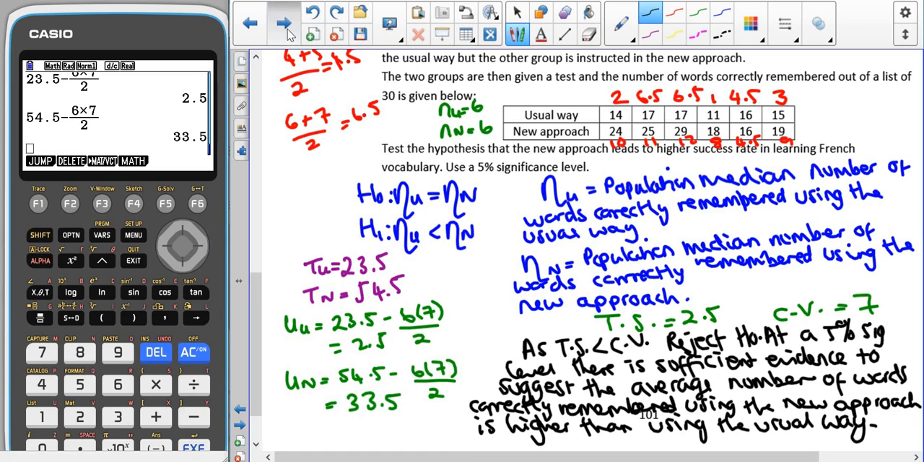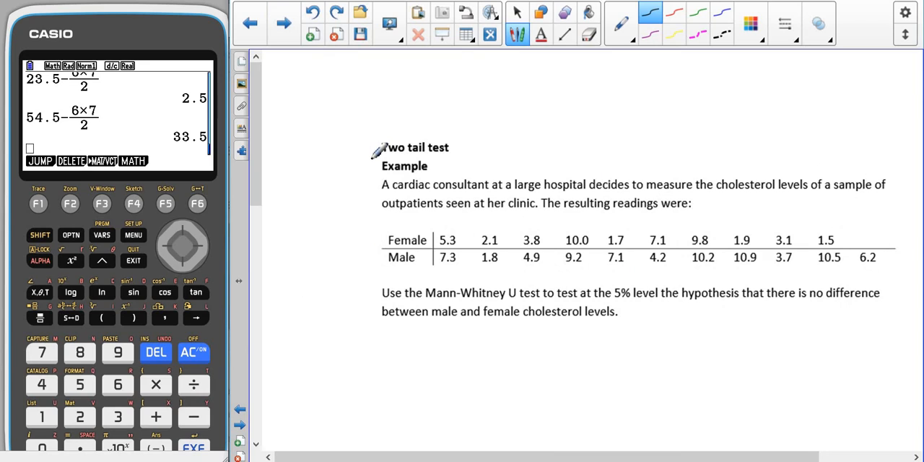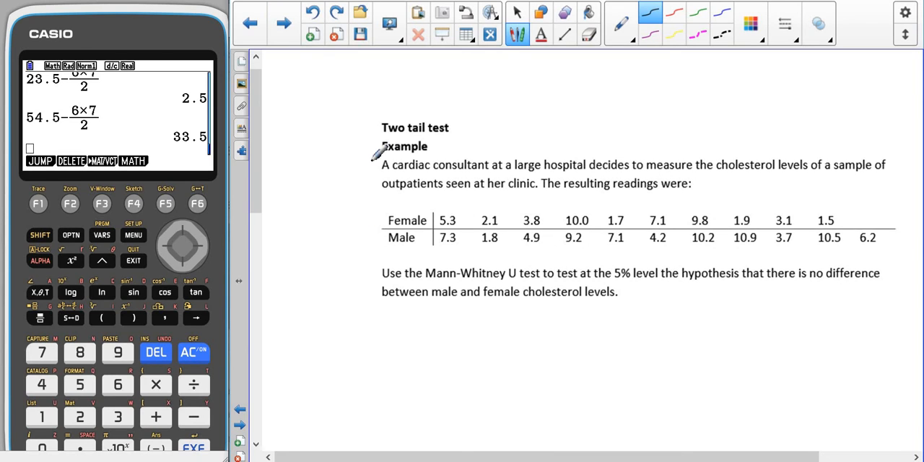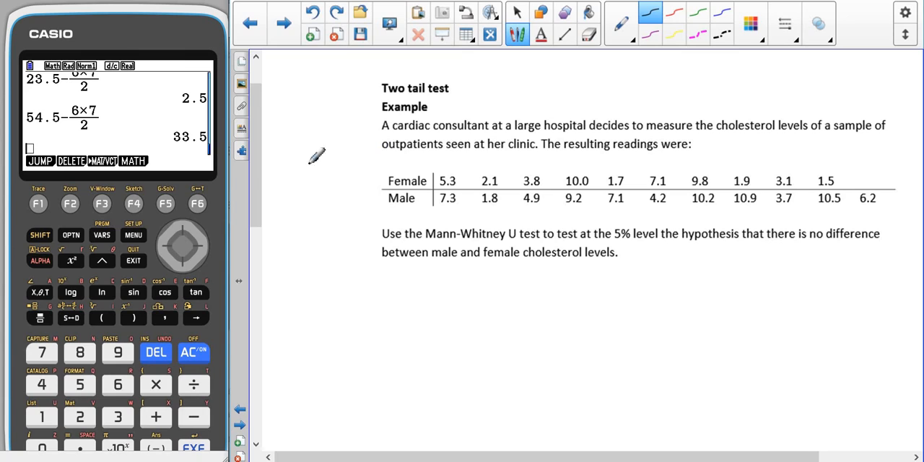So now we're going to have a look at how to perform a two-tail test using this. Again, it just depends on which table we end up having to look our critical value up and our hypothesis that changes. So here we have a cardiac consultant at a large hospital decides to measure the cholesterol levels of a sample of outpatients seen in her clinic. The results were, and there are our results. Using a Mann-Whitney U-test, remember that's just another name for the Wilcoxon rank sum, to test at a 5% significance level whether there is no difference between males and female cholesterol level.